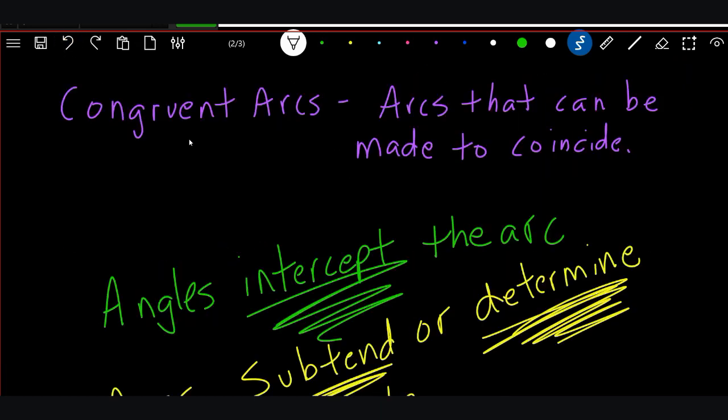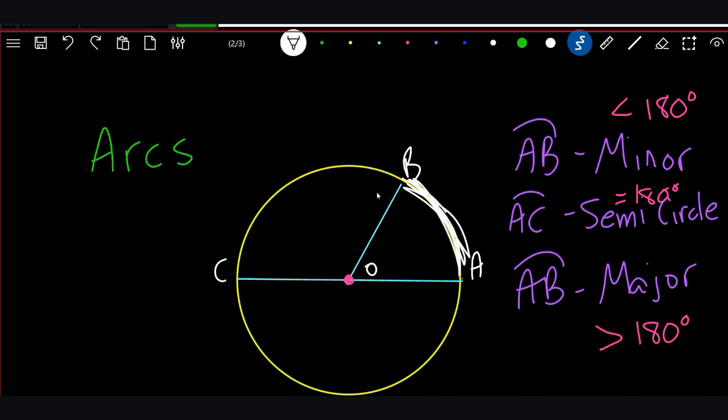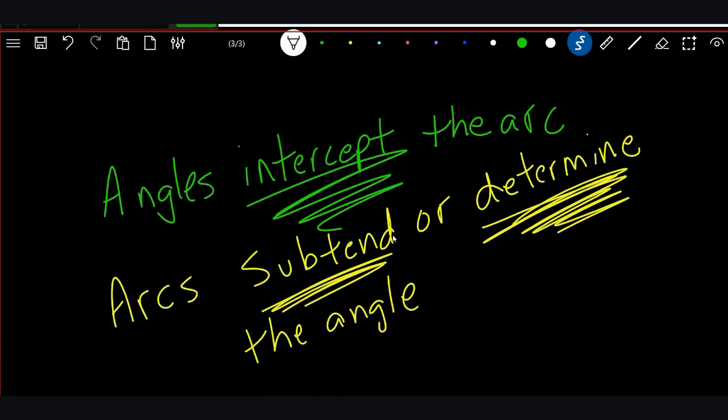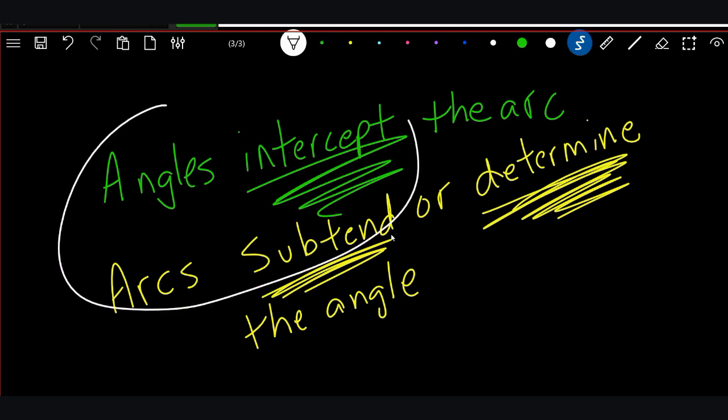Now look at this. The other one says arcs subtend the angle. Looking at this arc, notice that the arc itself is also stopping at these two points. So the arc is telling the angle how big to be. The angle tells the arc how big it is, but also the arc tells the angle how big it can open. So the arc subtends the angle, but the angle intercepts the arc. It's a little bit of technical jargon, but as we go through the book, you're going to need to know the difference between those two. Angles intercept, arcs subtend. This is the key right there.